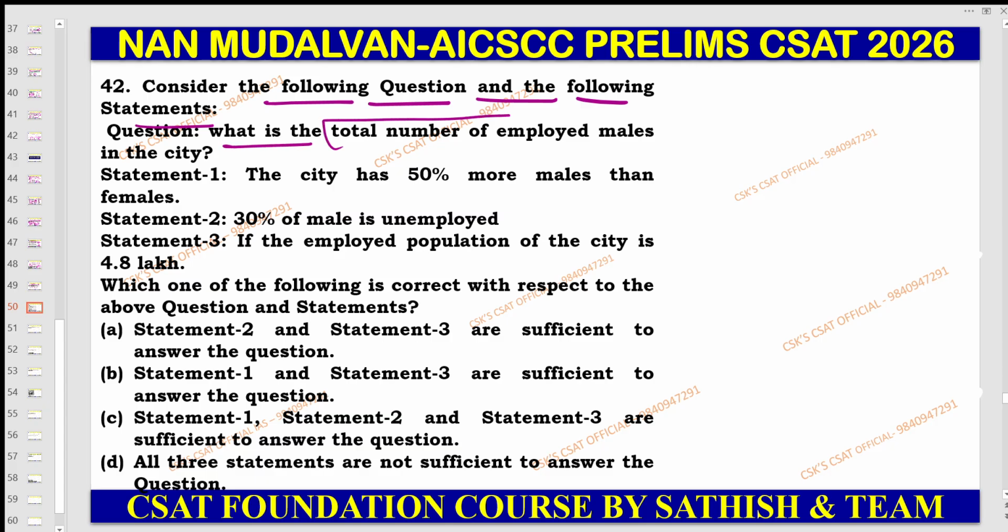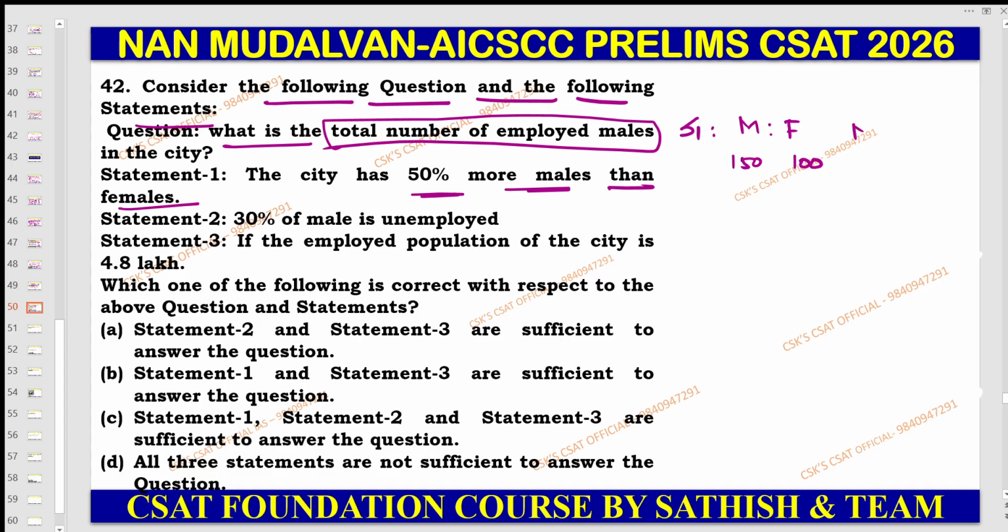What is the total number of employed males in the city? Employed males you have to find out. Statement number 1 says the city has 50% more males than females. More males than females means it provides you the ratio only. If it is 100 here, 150. So the ratio is 3:2. This alone is provided, and with this you can't do anything.